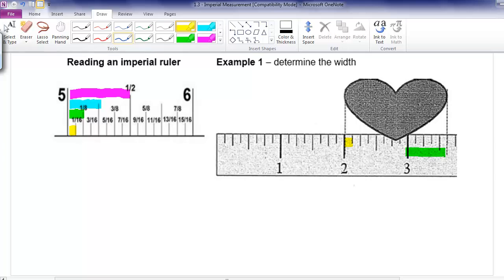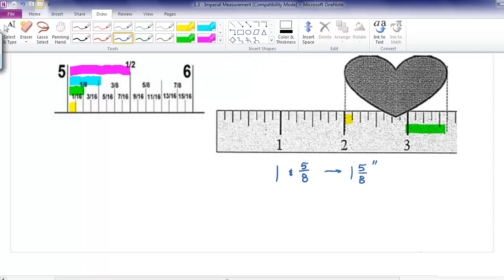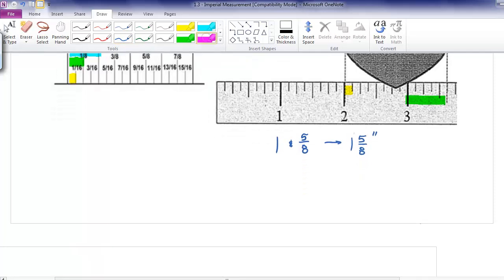So when we look at this heart, we see that it is 1 and, well, there's 5, and each one of those measurements is 1/8. And what this says is we have 1 and 5/8 of an inch. You might see these abbreviations, my little abbreviation right here. This little symbol, a little tick, represents feet, and tick tick represents inch. So an example that you might see somewhere then is 3 feet 4 inches.